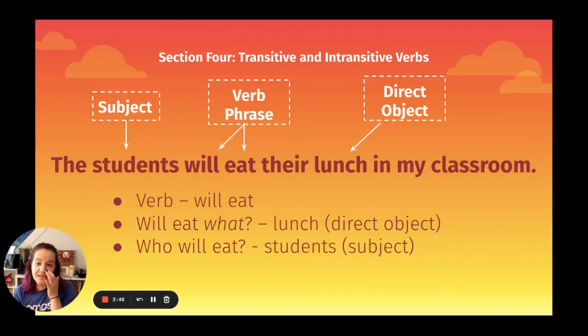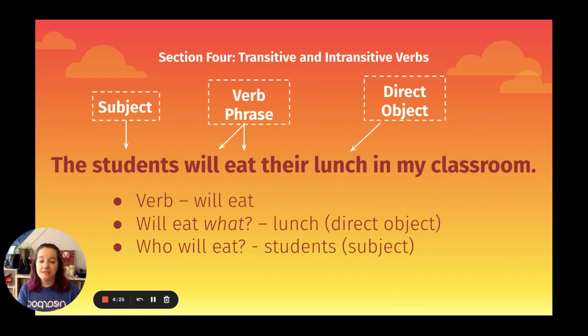So if we take a look at the breakdown of this sentence, the students will eat their lunch in my classroom. In this case, we've got a verb phrase, will eat. Eat is our main verb. Will is our helping verb because it's giving us that tense. It's going to happen later. My subject is students. They are who is performing that action. And then again, we take the action of eating and we transfer it to something else in the sentence. What is receiving that action directly? Or you can ask yourself, students will eat what? In this case, it's students will eat lunch.